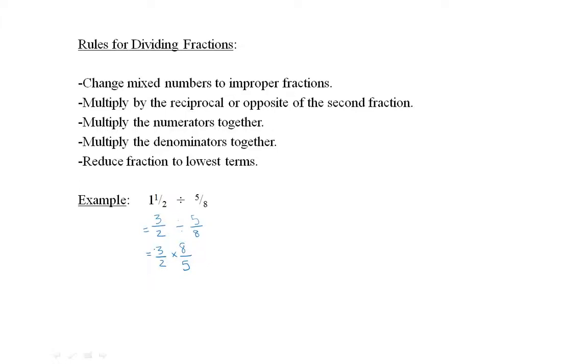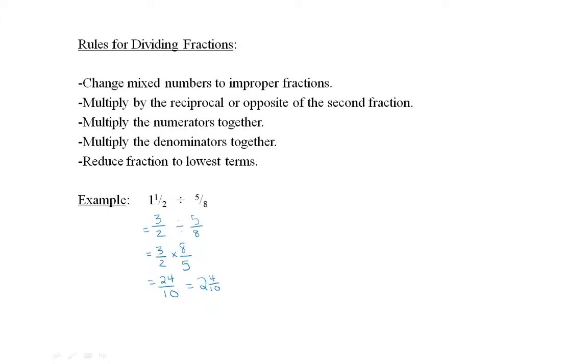The next step is to multiply the numerators together and then multiply the denominators together. 3 times 8 is 24. 2 times 5 is 10. Next we divide the fraction, so 24 divided by 10 goes 2 times with 4 over 10 left over.